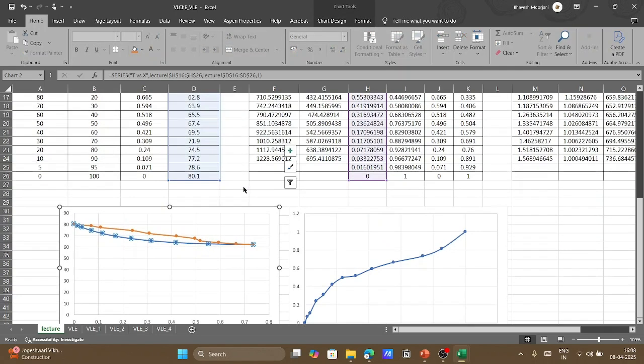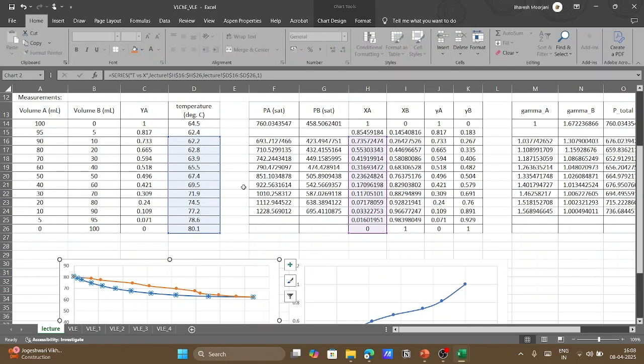Similarly, you can plot the Txy and Yx data. So this is how it should look. So this is one plot, the Yx data.